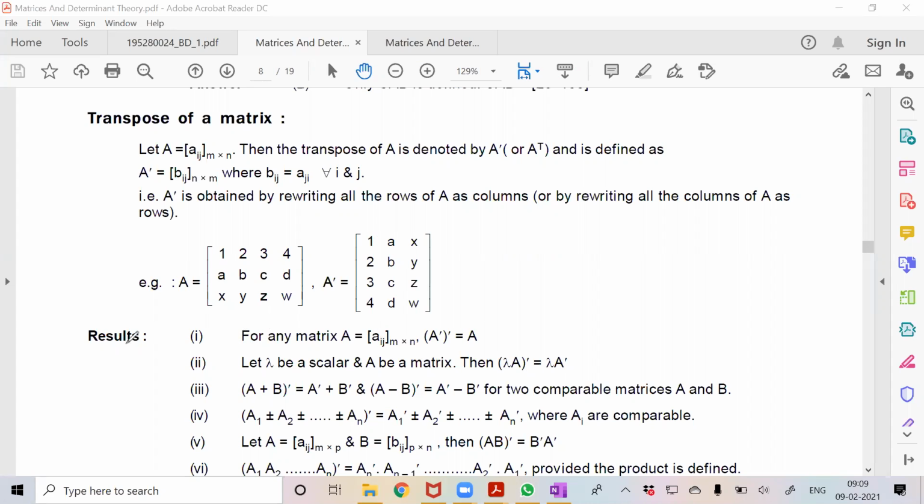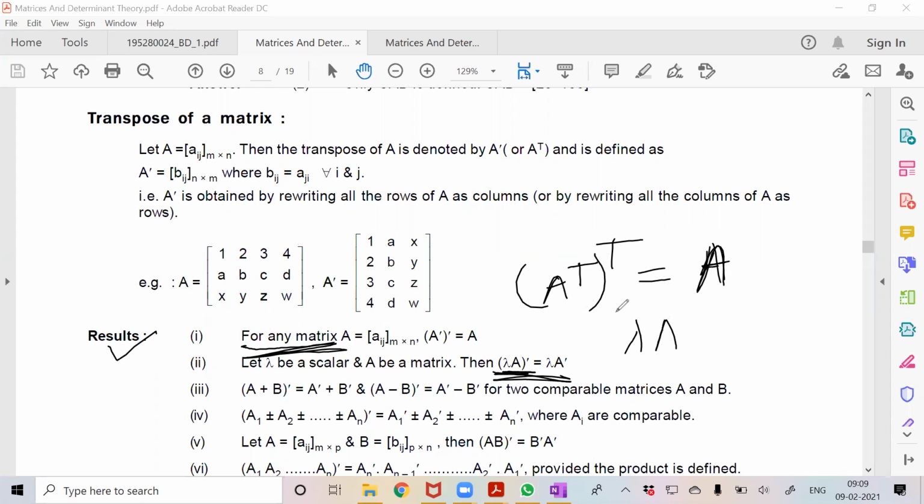So now the properties. The first property is A transpose transpose. You take the transpose, then again take the transpose. You interchange rows and columns, and again interchange rows and columns, so at last you get A only. Taking transpose twice is the same as A. Now lambda is some constant. Lambda A transpose: lambda will be as it is, it will be lambda times A transpose.